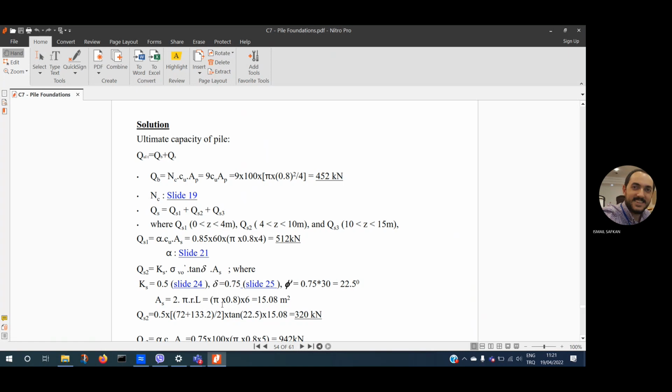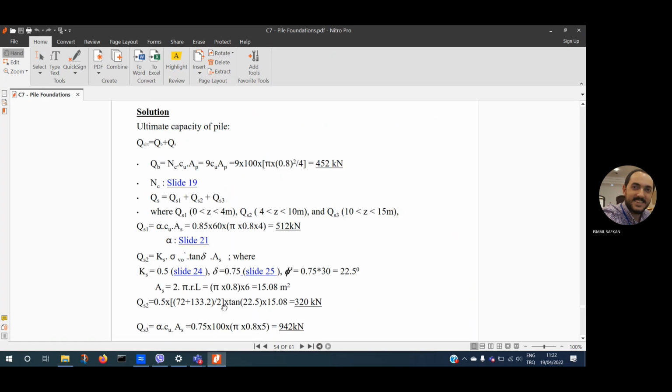The very first one is in between 0 to 4 meters. Remember, it was clay. We know the strength. For clay, again, we will utilize alpha, Cu, and the shaft area. How do I calculate the shaft area? What is the area of that shaft? Tell me. Pi r squared? Pi r squared?